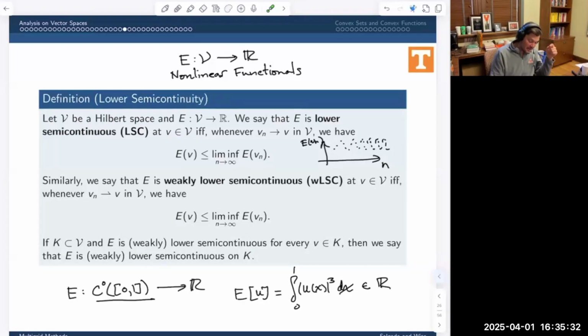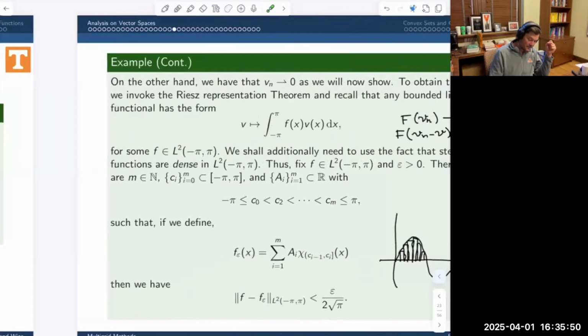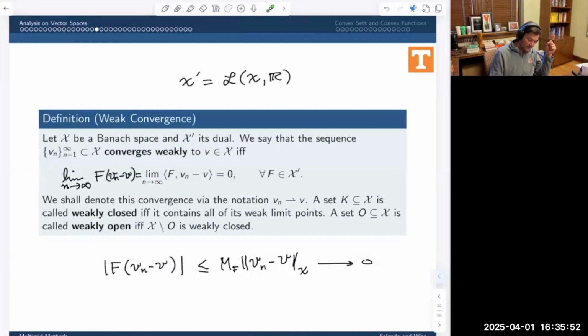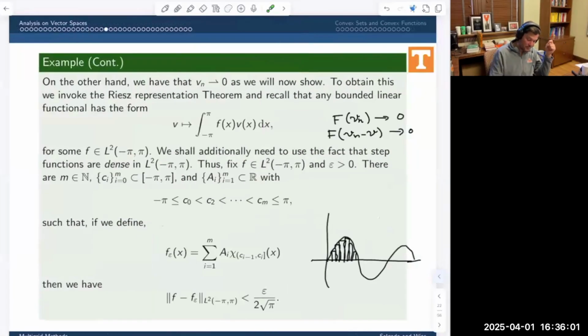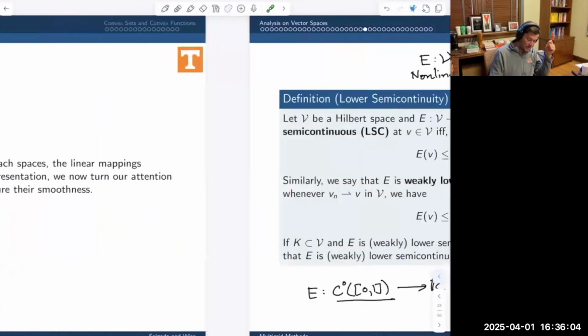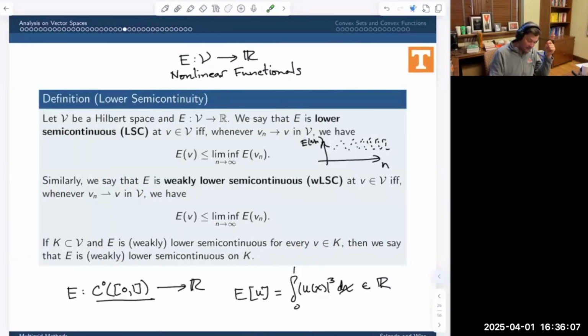We say similarly that E is weakly lower semi-continuous, or WLSC, at V if and only if basically the same thing happens, except that we say whenever Vn converges weakly to V. So this is our symbol for weak convergence. I forgot to emphasize that. It's an arrow, but it only has the top prong on it, sometimes called a harpoon. So if and only if, whenever Vn converges to V weakly, then we have the same punchline.